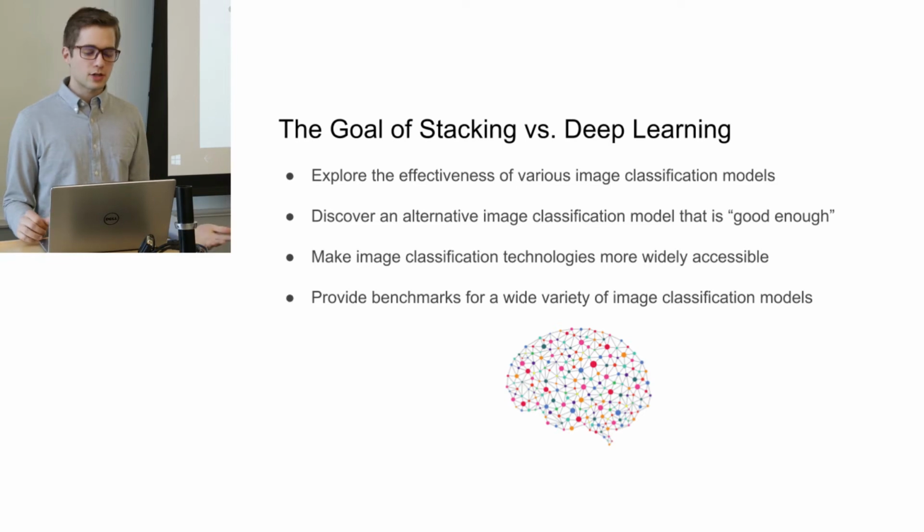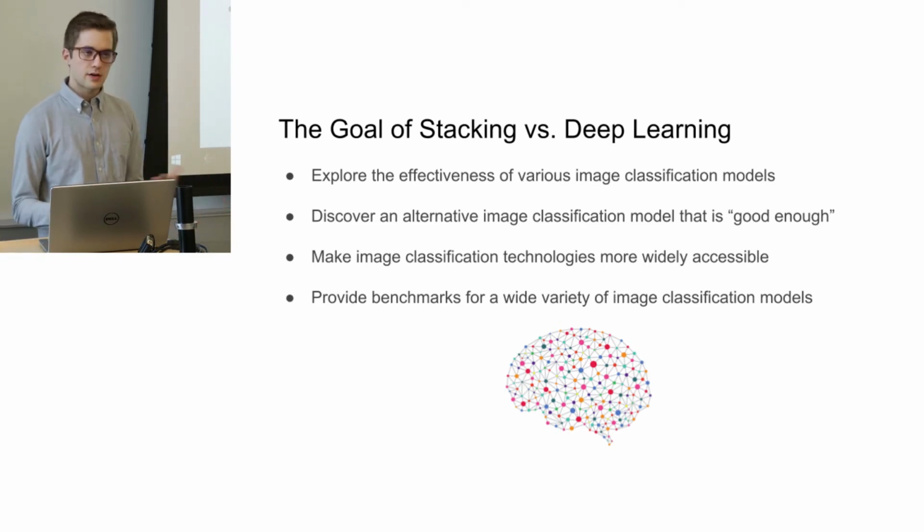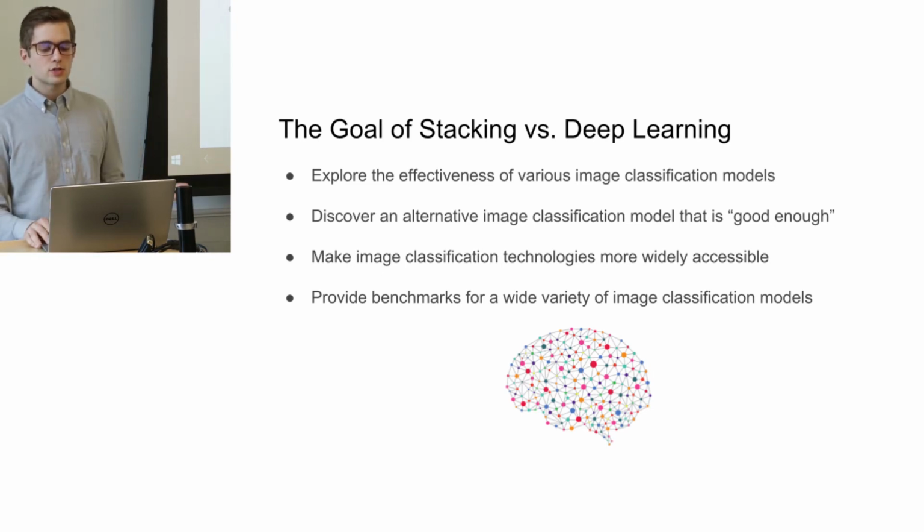So the goal of my project, Stacking versus Deep Learning. First of all, just to explore the effectiveness of various image classification models. There are many different ways for a computer to look at an image and make a decision. And we wanted to look at all of the different algorithms and see how effective they are in different data sets. Discover an alternative image classification model that's good enough.